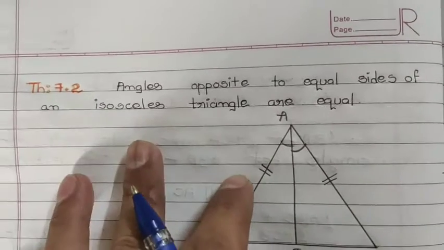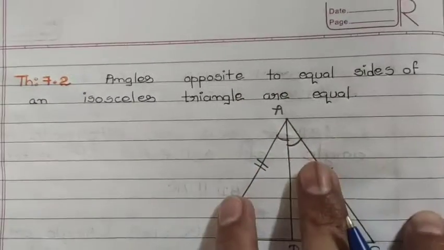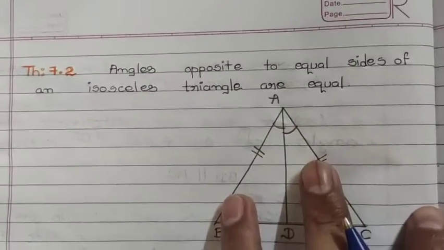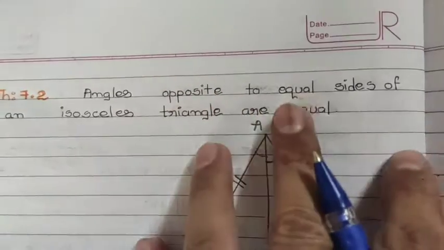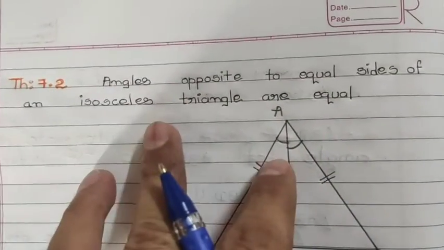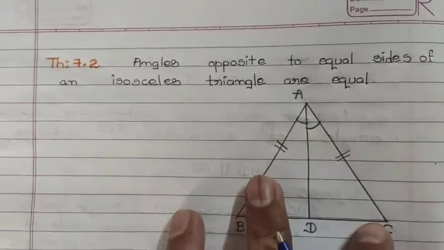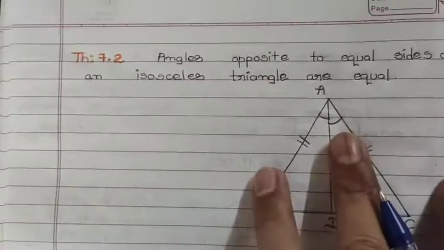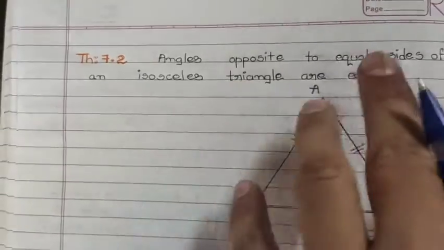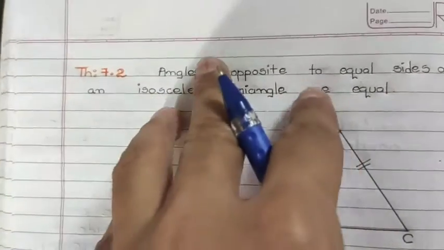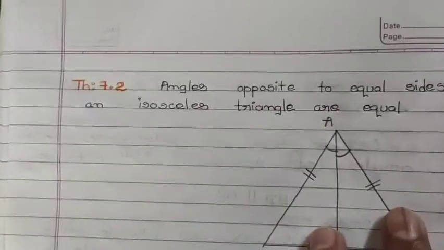Now we are going to discuss theorem 7.2 in this video. The angles opposite to the equal sides of an isosceles triangle are equal. That means in an isosceles triangle we know that two sides are equal, and we have to prove that the angles opposite to those equal sides are also equal.